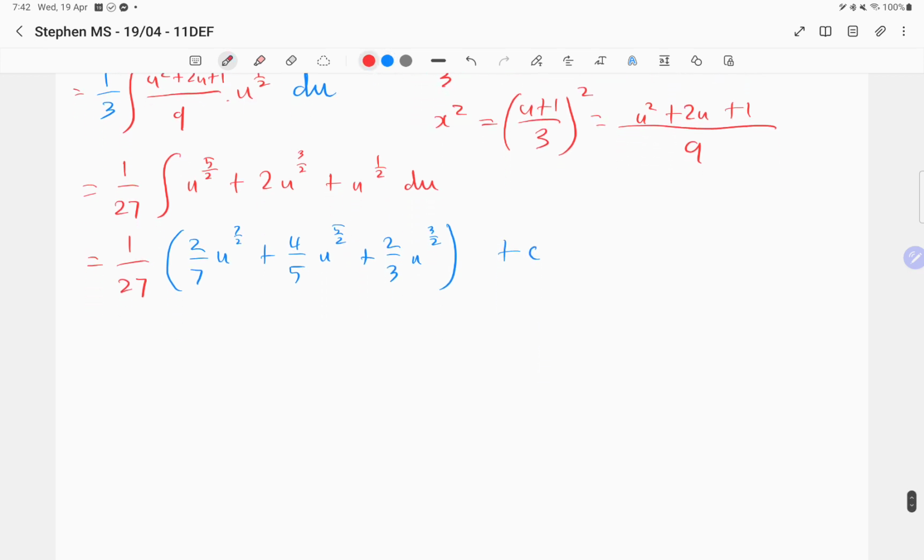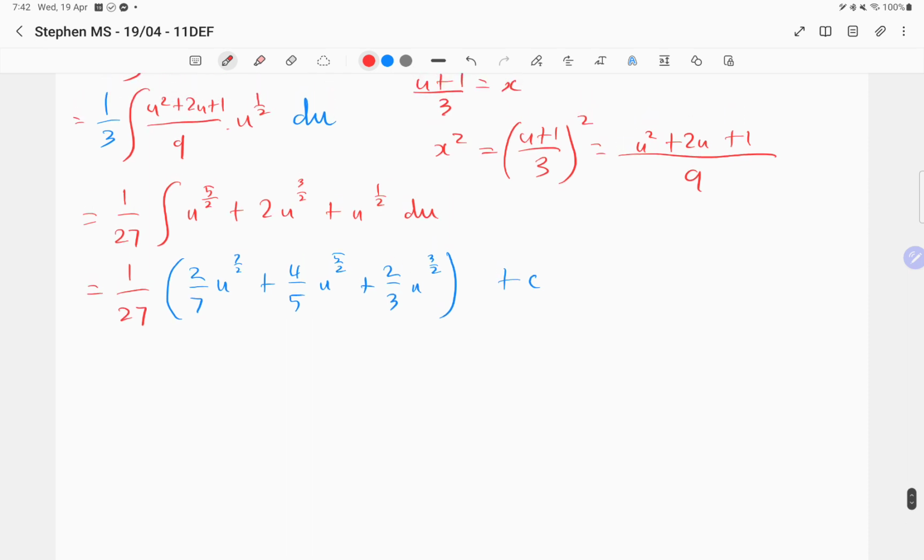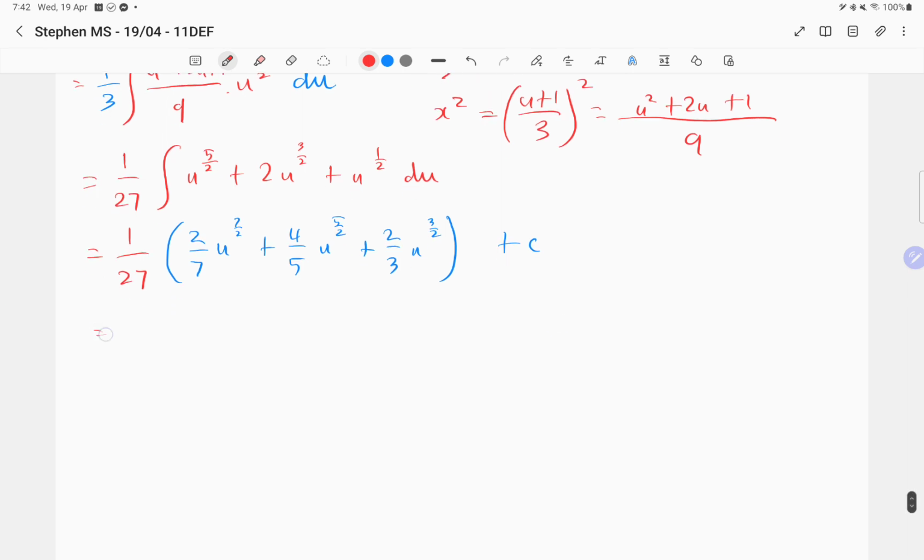Now, you actually would want to simplify all of this. So first, I'll do step by step. First, I'll take out 2, because the top is 2, 4, 2. So that will be 2 over 27, and this would be 1 over 7, u power 7 over 2, plus 2 over 5, u power 5 over 2, and then plus 1 over 3, u power 3 over 2. Make sense so far?